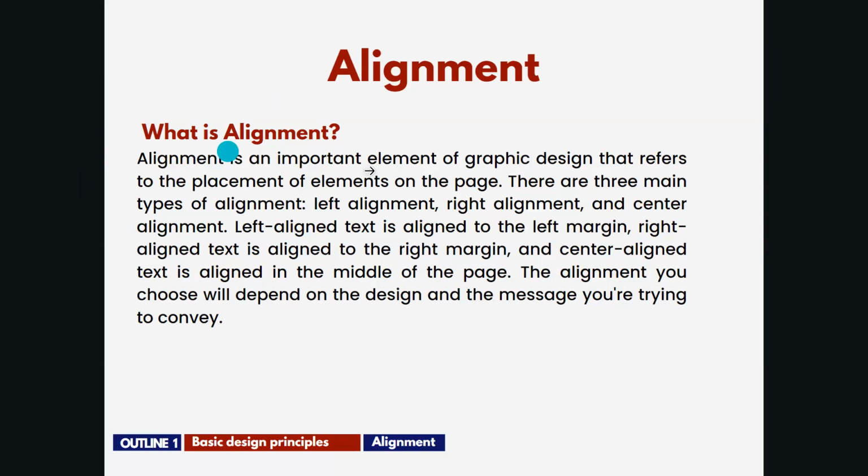So like I said, alignment is the placement of elements on the page. There are three main types of alignment: the left alignment, the right alignment, and the center alignment. Left-aligned text is aligned to the left of the margin. Right-aligned text is aligned to the right of the margin, and center-aligned text is aligned to the middle of the page. The alignment you choose will depend on the design and the message you're trying to convey.